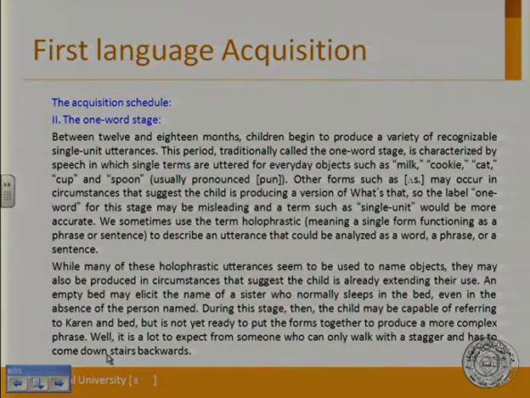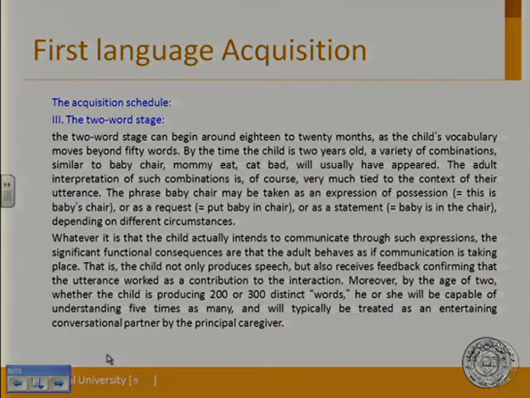Now, while many of these holophrastic utterances seem to be used to name objects, they may also be produced in circumstances that suggest the child is already extending their use. An utterance like 'bed' may be the name of a sister who normally sleeps in the bed, even in the absence of the person named. During this stage, then, the child may be capable of referring to Karen and bed, but is not yet ready to put the forms together to produce a more complex phrase. Well, it is a lot to expect from someone who can only walk with a stagger and has to come downstairs backwards.